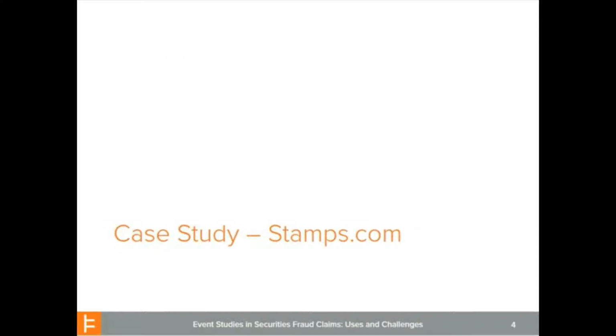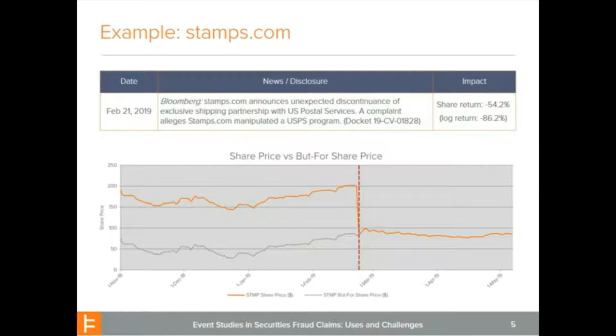So to give you an example of what securities fraud looks like in practice, this is a very clean, basic example that we picked. This is surrounding a company called Stamps.com. So Stamps.com on February 21st announced that it was unexpectedly discontinuing its exclusive shipping arrangement with the U.S. Postal Service. Prior to this, it had been understood by investors and shareholders that Stamps.com was going to have this specific exclusive arrangement with the USPS. And then on February 21st, it came out that it wasn't going to.